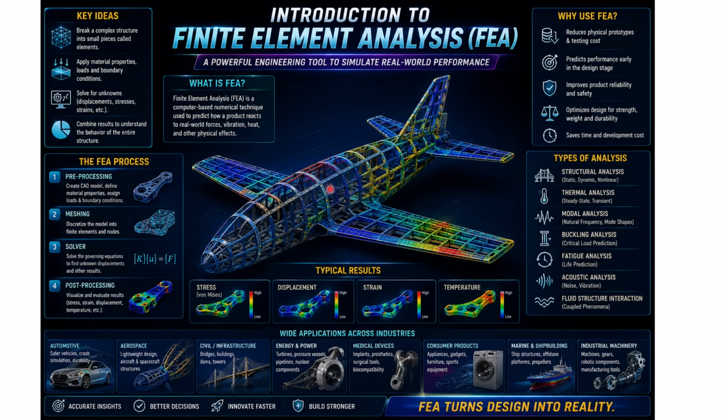So then I'm coming to the different points in the FEA. We'll come to the first point, the key ideas in the FEA. You can see different kinds of icons and images over here. We are going to start with the first image. Break a complex structure into small pieces called elements.